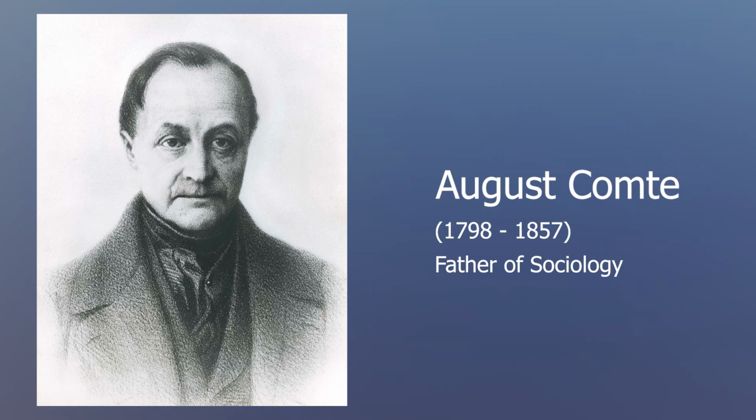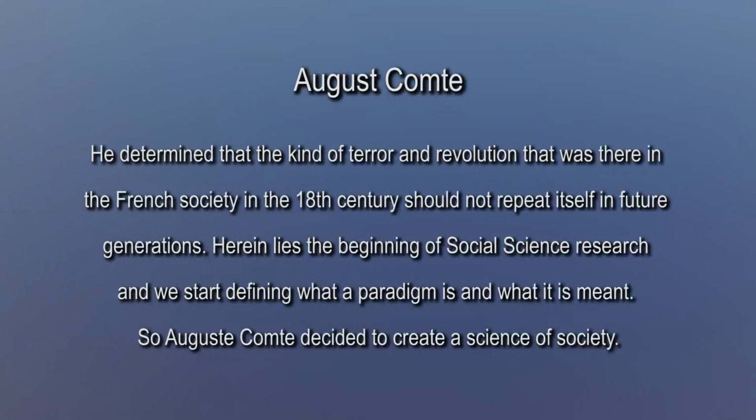From there, we have an eminent scholar and philosopher coming up who is also known as the father of sociology, Auguste Comte. Auguste Comte was determined that the kind of terror and the kind of revolution that we had in French society in the 18th century should not repeat itself in future generations. Herein lies the beginnings of social science research, and herein we start defining what a paradigm actually is and is meant. So, Auguste Comte decided that let us create a science of society.